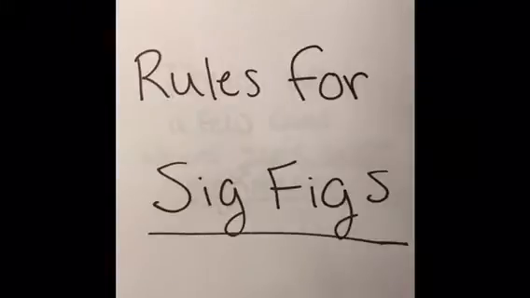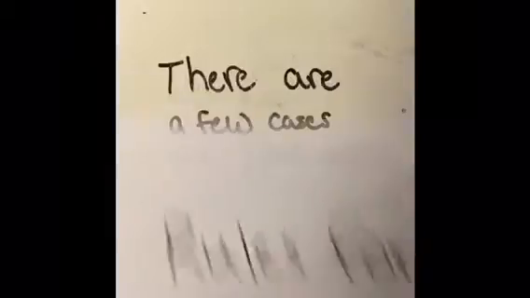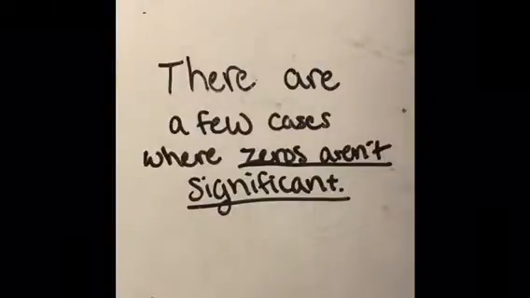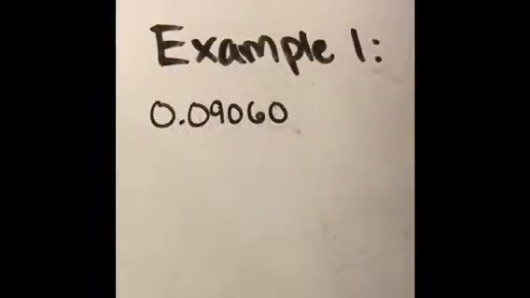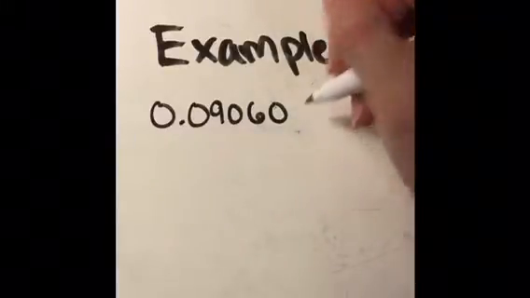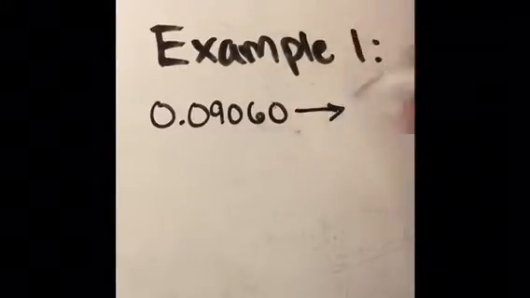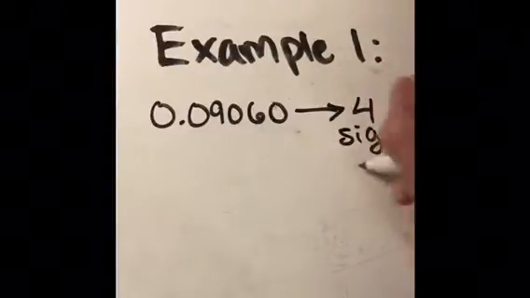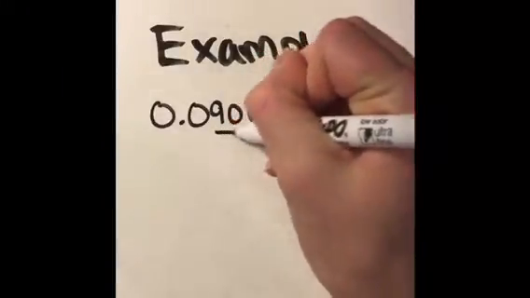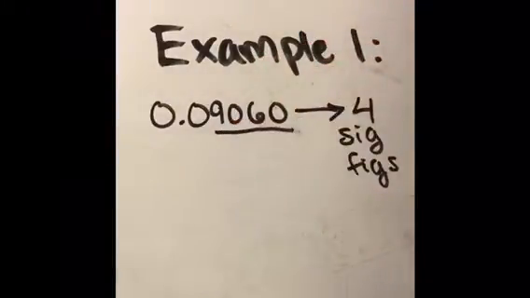Now that we've gone through all the rules, we must establish one more thing with SigFigs. While using SigFigs, there are a few cases where zeros are not significant. First, space-holding zeros in numbers less than 1 are not SigFigs, so the number 0.09060 has only 4 SigFigs. The reason there aren't 5 or 6 SigFigs is because the first two zeros don't have a non-zero digit before them and because they aren't trapped.